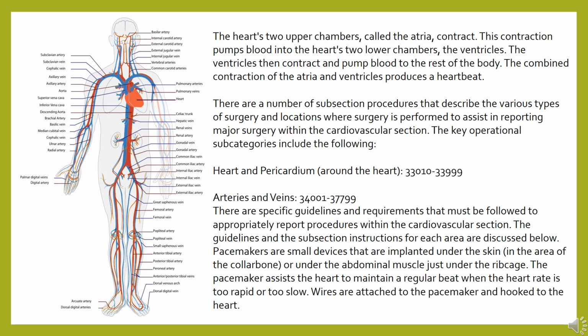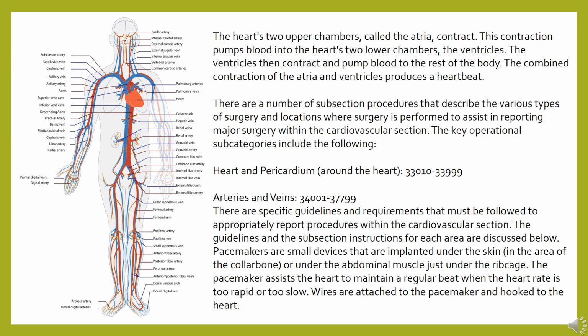The key operational subcategories include the following: heart and pericardium around the heart, 33000-33999; arteries and veins, 34000-37799. There are specific guidelines and requirements that must be followed to appropriately report procedures within the cardiovascular section. The guidelines and the subsection instructions for each area are discussed below.